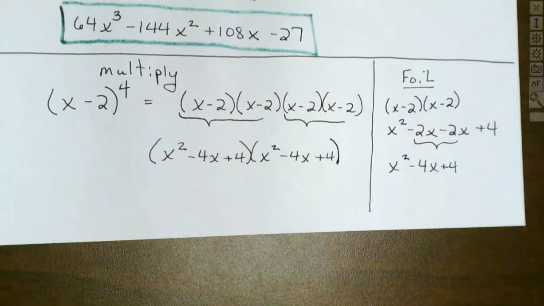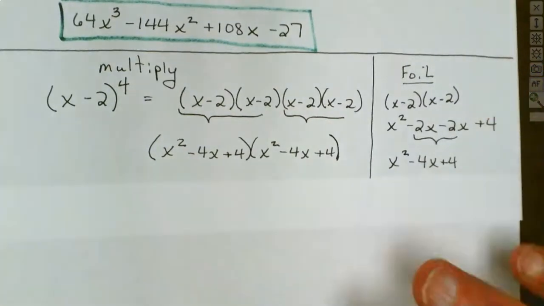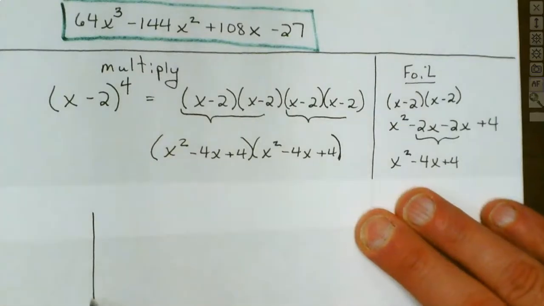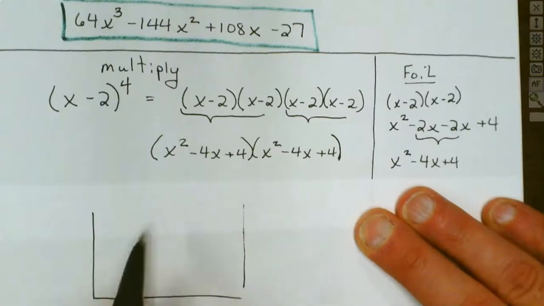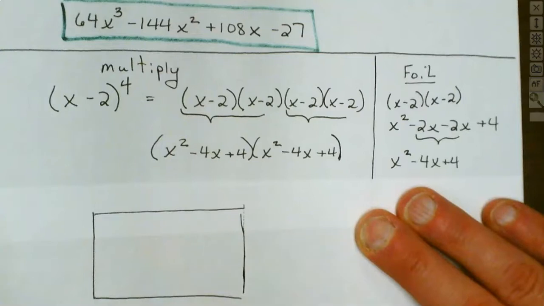Okay, so what do we need to now do? Well, now we need to apply our box method. And when we apply the box method, it's going to be a 3 by 3. So we'll need to make a nice square here to work with. And one goes across the top, one goes down the side.